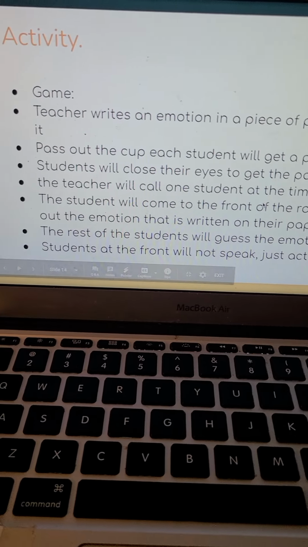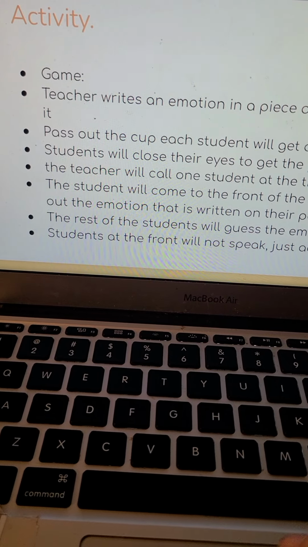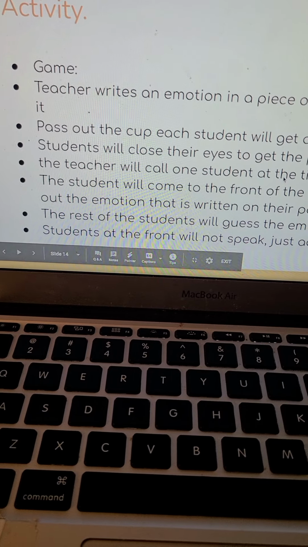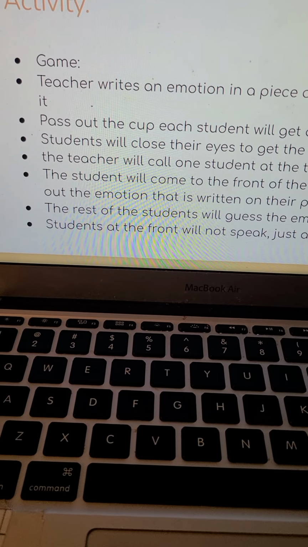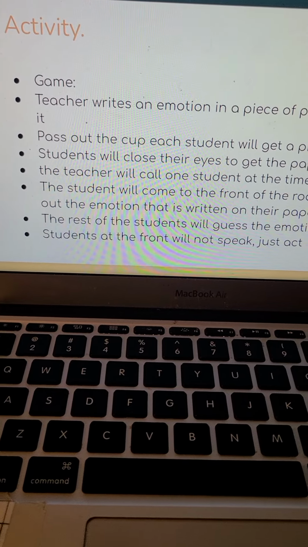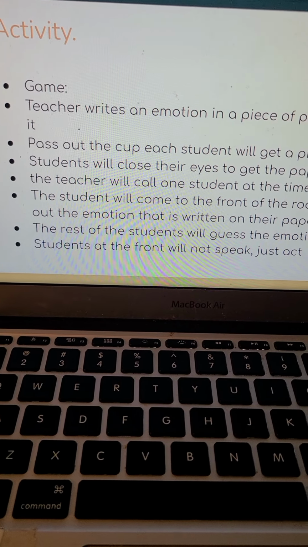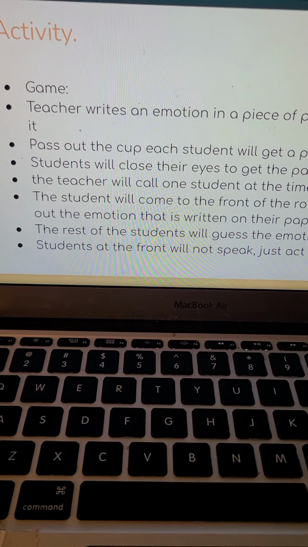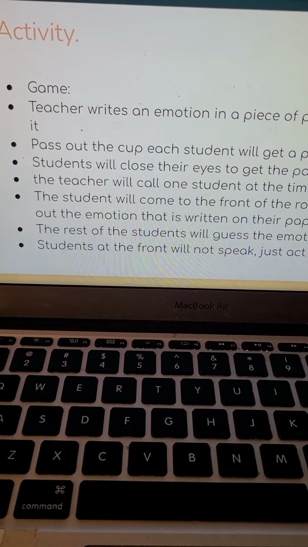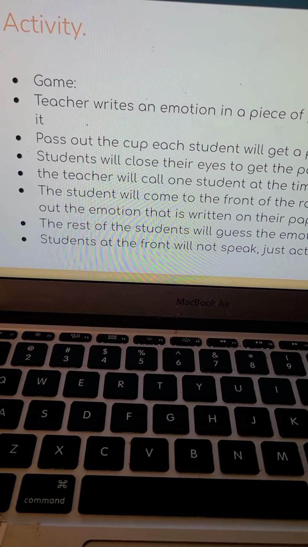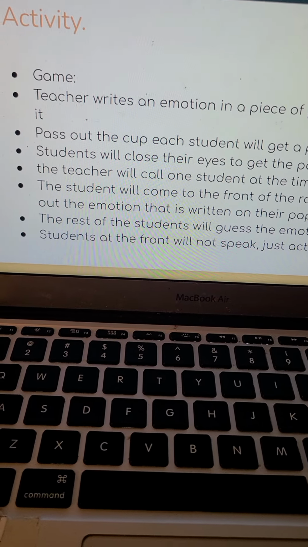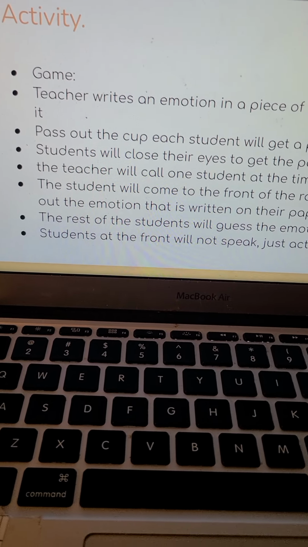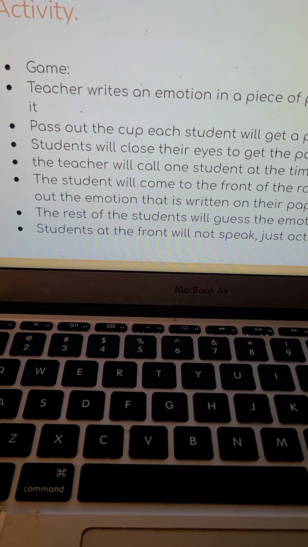Okay, so for this one, what I'm doing is a game. My goal for this slide is to again help the student make the connection that every emotion has a face. The game, just to make it a summary, it's just to pick a paper. It has an emotion written on it, and the student gets to go to the front and act the emotion. The rules are not talking, just act. Easy as that. Then the rest of the class has to guess the emotion.